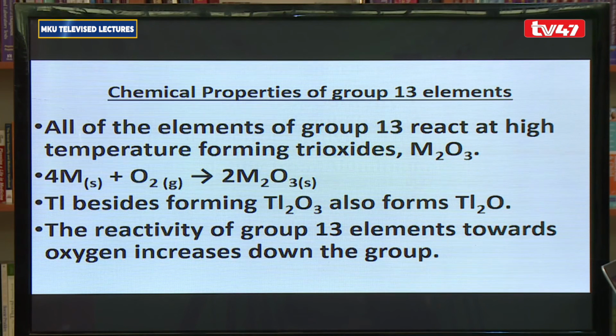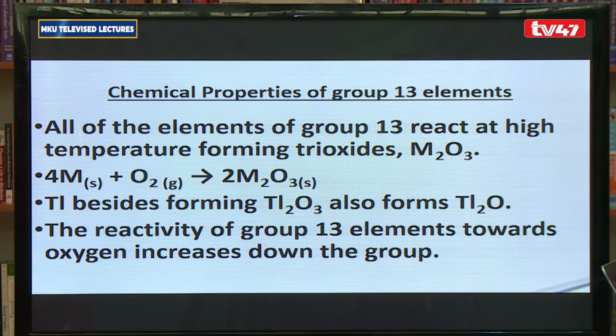When we look at the chemical properties of group 13, all the group 13 elements react with oxygen at high temperatures to form the trioxides. On top of the trioxides, thallium, because it is more stable in the +1 oxidation state, also forms thallium(I) oxide. But all the elements are able to form the group's oxidation state oxide.